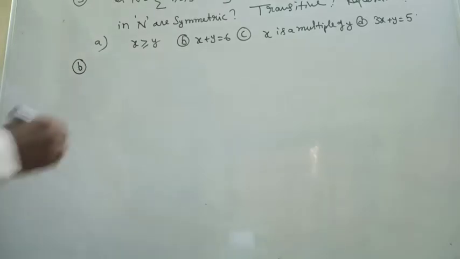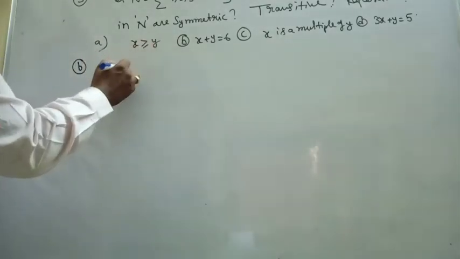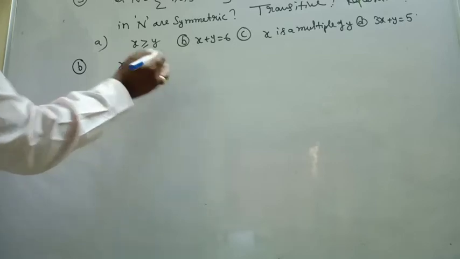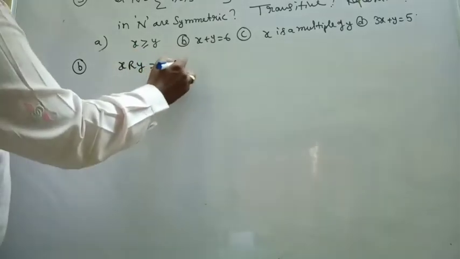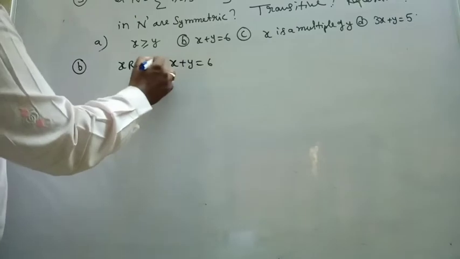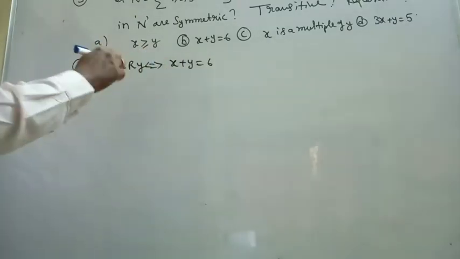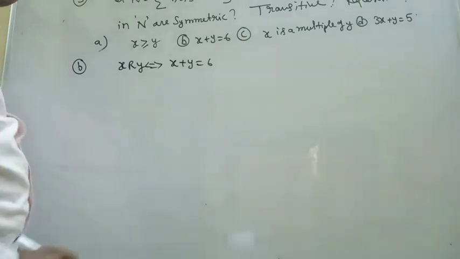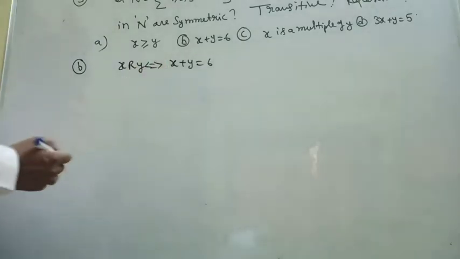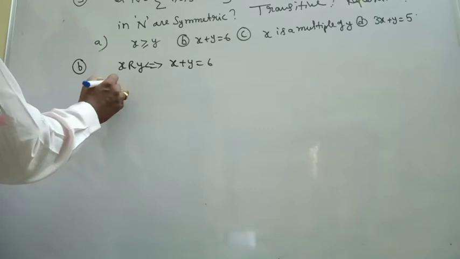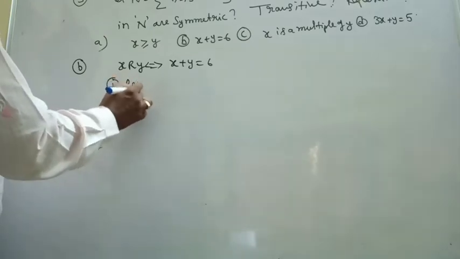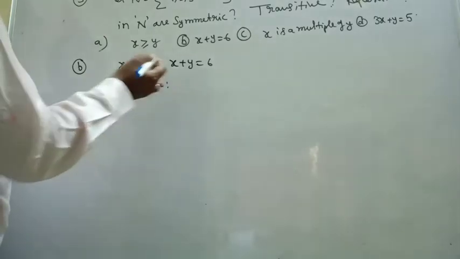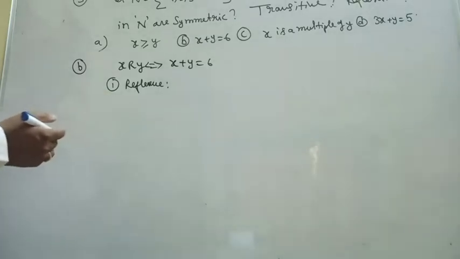See the next one, the second one, x related to y. Here x related to y means x plus y equals 6. This is the relation. x and y are connected by the relation x plus y is equal to 6. Okay, wonderful. Now let us check whether it satisfies reflexive. Reflexive means, my dear students, let us check whether it satisfies the reflexive property or not.